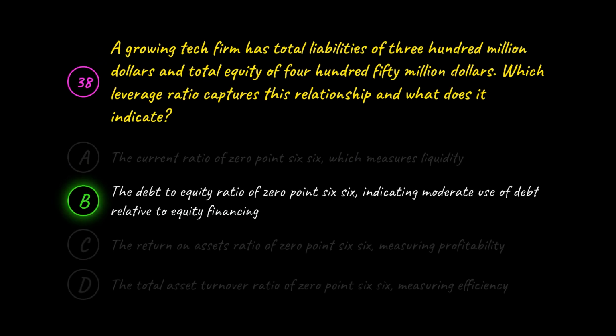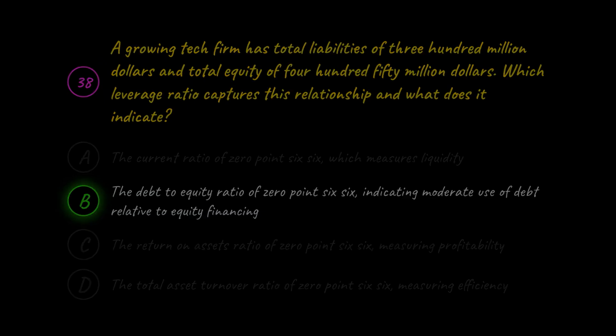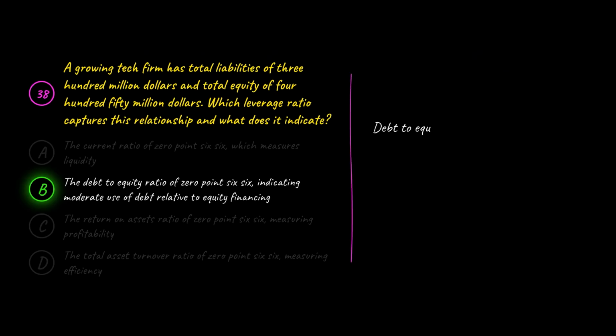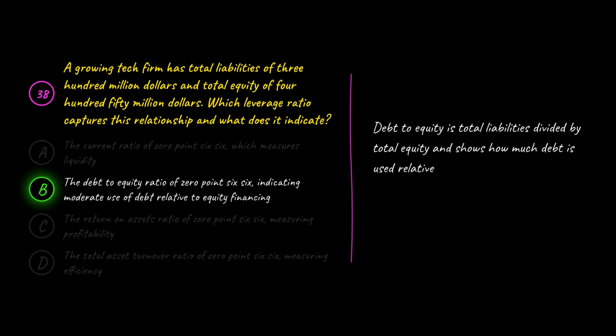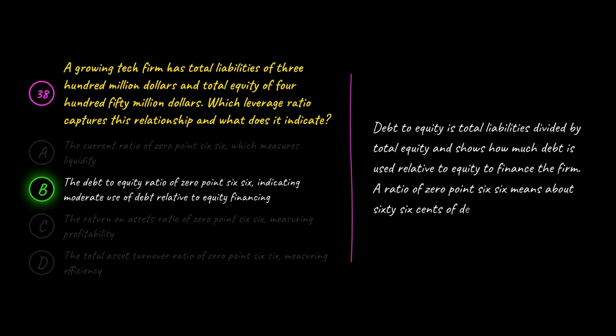The correct answer is B. The debt to equity ratio of 0.66, indicating moderate use of debt relative to equity financing. B is correct because debt to equity is total liabilities divided by total equity and shows how much debt is used relative to equity to finance the firm. A ratio of 0.66 means about 66 cents of debt for every dollar of equity, signaling moderate leverage.